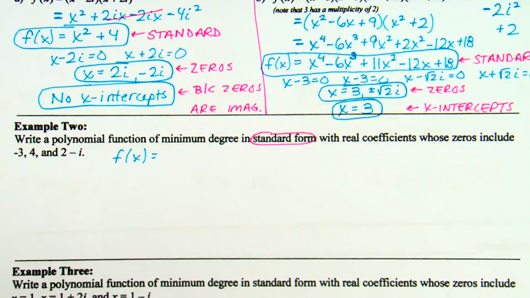F of x equals, okay. Normally it says polynomial function of, say, degree 4, or degree 3, and then we know exactly what we're doing. This just says minimum degree, which you'll understand in a moment why they do that. Standard form says we're going to have to multiply it out.